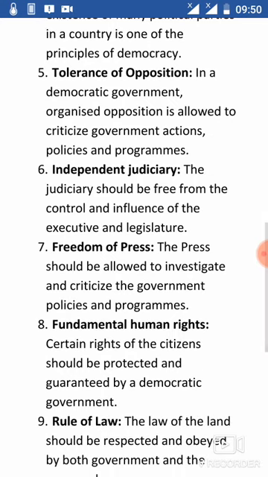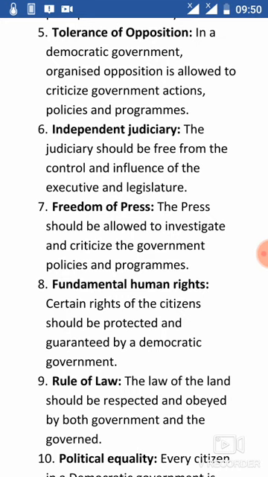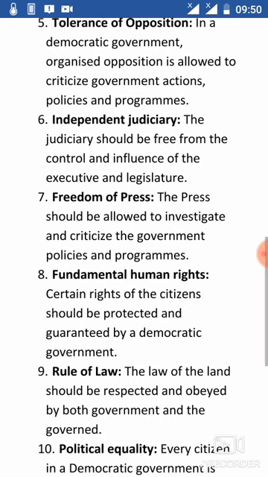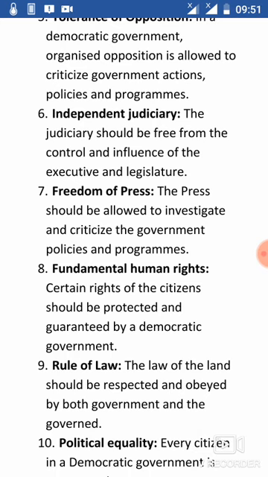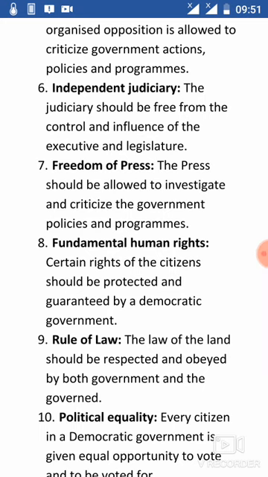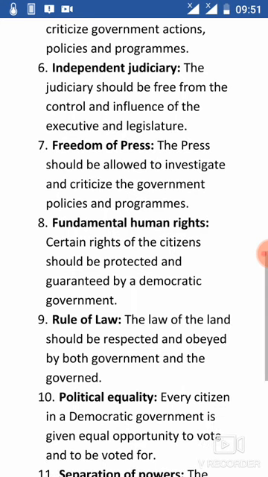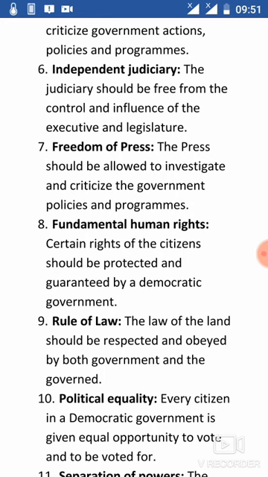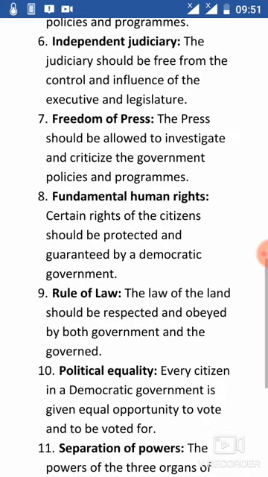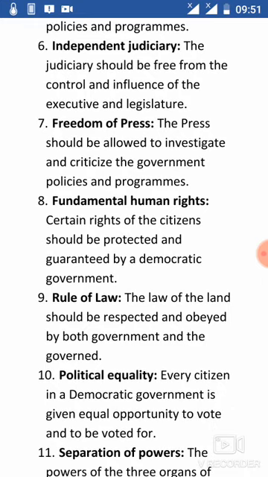Number 7, freedom of press. The press should be allowed to investigate and criticize the government policies and programs. Wow, these people, they are like the watchdog of society and so should be free to point out loopholes, flaws, and lapses in government policies and also comment and praise the government when they have done well. Now, the citizens should be free to express their views. You are free to express your views as a citizen through the press. Do you understand? Good.